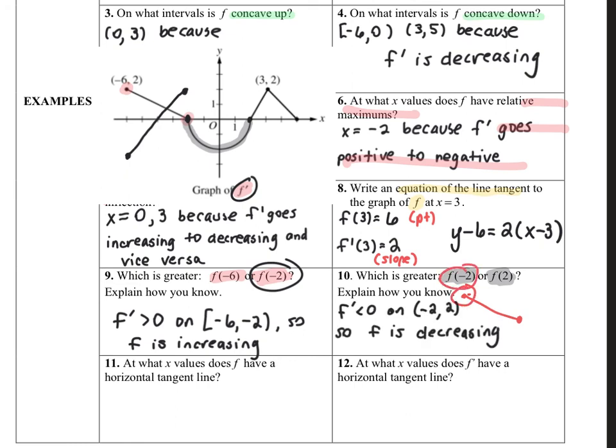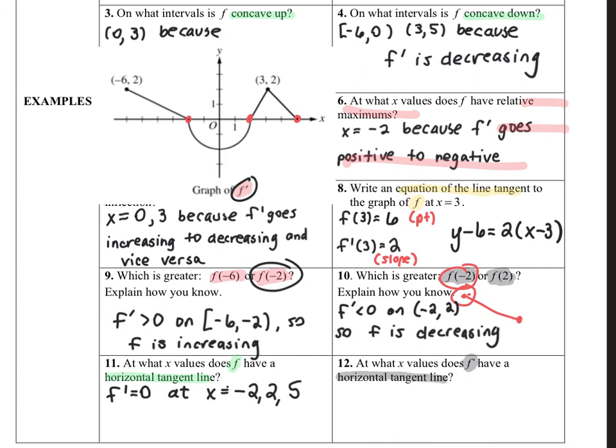My reason for choosing f of negative 2 is because f prime was less than 0 on that interval from negative 2 to 2. Therefore, I know f is decreasing as I move from x equals negative 2 to x equals 2. Our last two questions are about horizontal tangents. Question 11 wants to know where f has a horizontal tangent. I know a horizontal tangent of f is where its derivative equals 0. Since I'm given the graph of f prime, I can see that f prime equals 0 in 3 places, negative 2, 2, and 5.